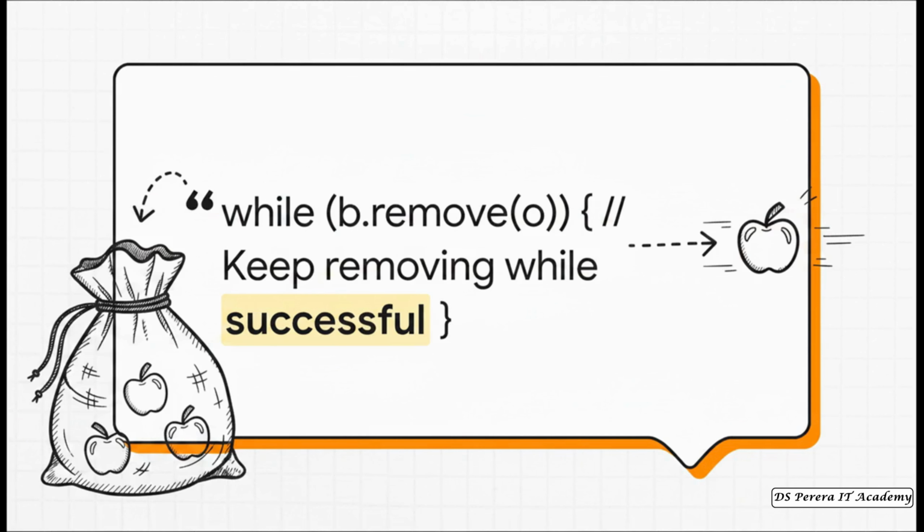Now, think about it. Our remove method was designed to return true on a successful removal and false if it couldn't find the item. The while loop simply keeps calling b.remove() over and over again. As long as it succeeds and returns true, the loop continues. The very moment it fails to find the object and returns false, the loop condition becomes false and the loop stops. By then, all instances are gone.